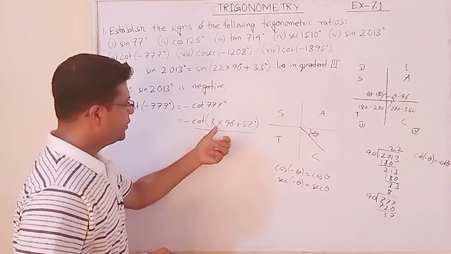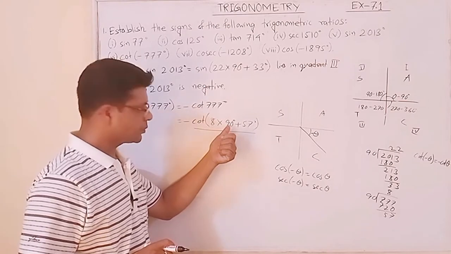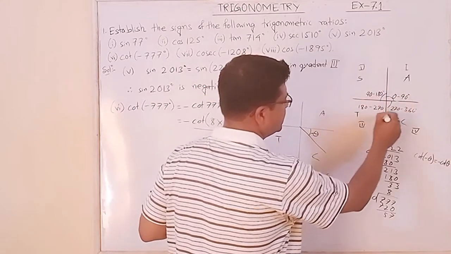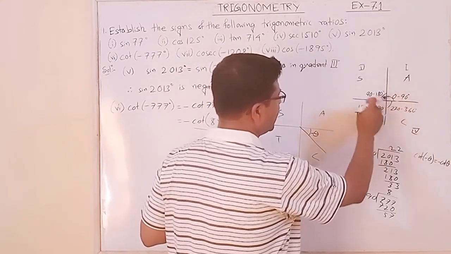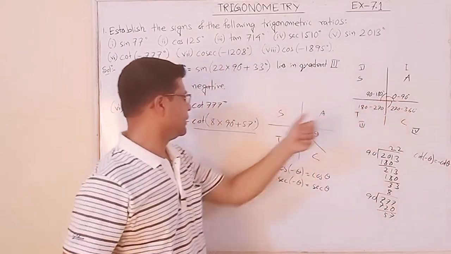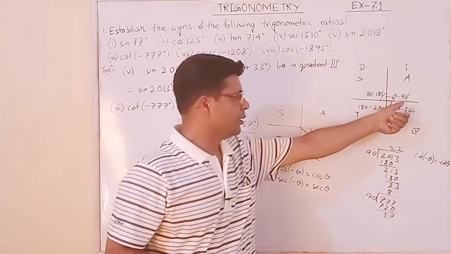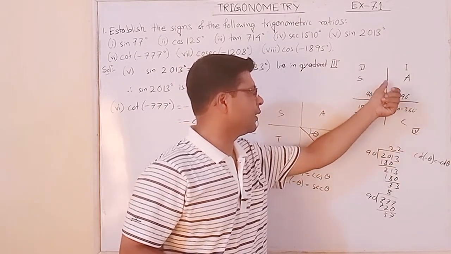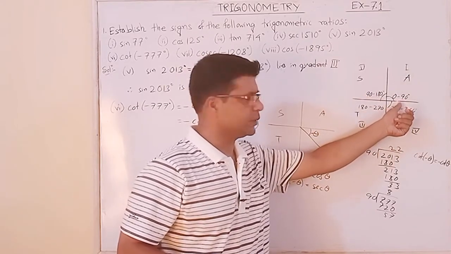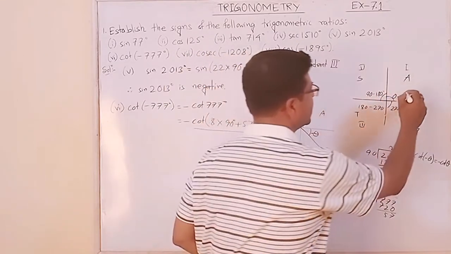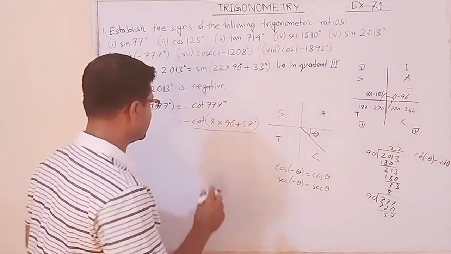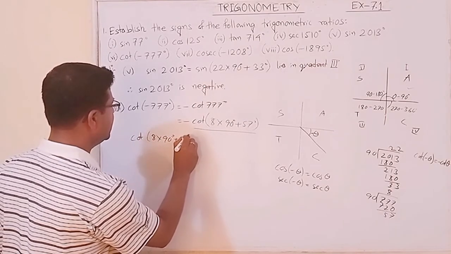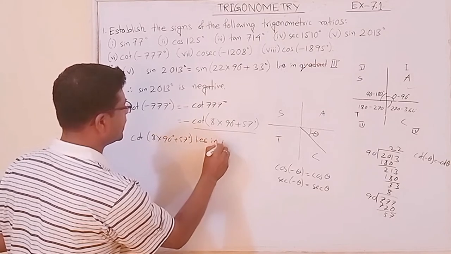At first we have to see where this lies. 8 into 90, 1 time 4 means 4, 8 up to this much, then plus 57. At first we have to rotate 8 times. 8 into 90, 1, 2, 3, 4, 5, 6, 7, 8, means 2 rotations complete, plus 57. So we'll come here. We are in the first quadrant. Here cot of 8 into 90 degree plus 57 degree lies in quadrant 1.